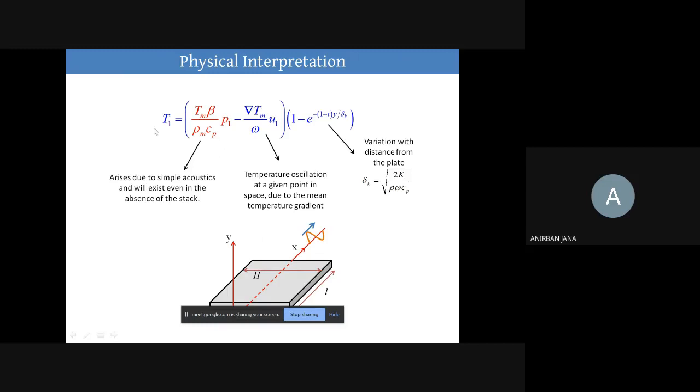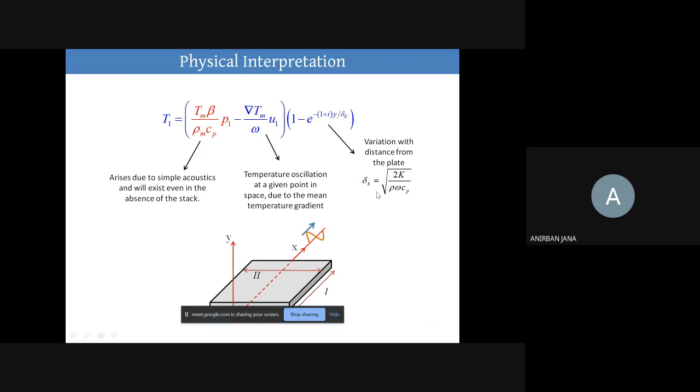So the temperature oscillation now is a function of the simple acoustic waves which we had, like the term which you saw before. But now you have this delta TM, which is the temperature gradient along the plate. So this modifies this temperature distribution again. And this term is for the heat transfer in the y direction, which, as you can see in the graph, is inversely proportional, which means that the effect of the stack diminishes as you go away from it in the y direction. So the gas parcel needs to be closer to the stack so as to feel the effect of the stack.